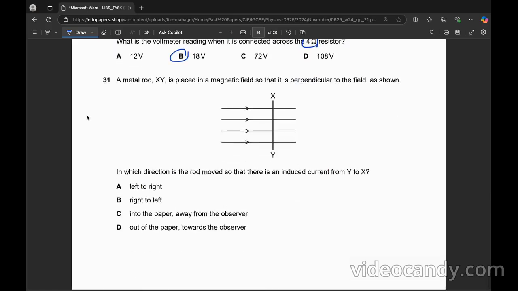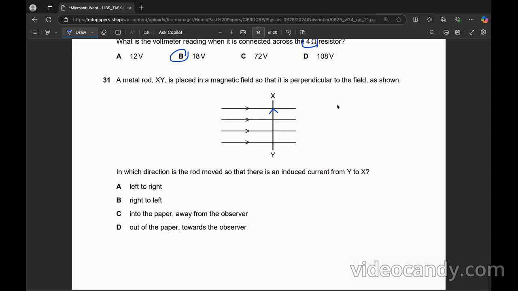31. A metal rod XY is placed in a magnetic field so that it is perpendicular to the field as shown. In which direction is the rod moved so that there is an induced current from Y to X? So when the question says you have to move it, there's going to be movement first, and then this will induce the current, so you have to use your right hand for Fleming's right hand rule.